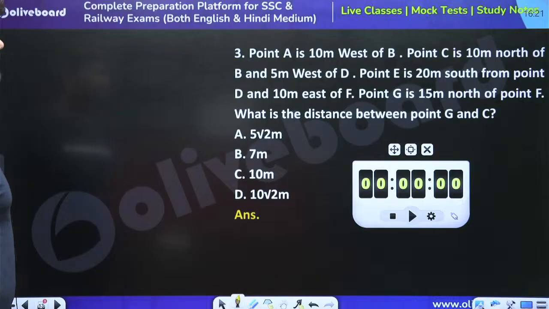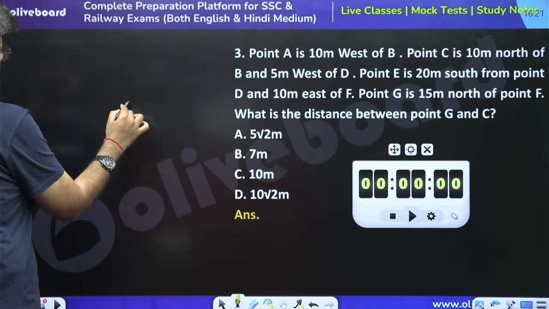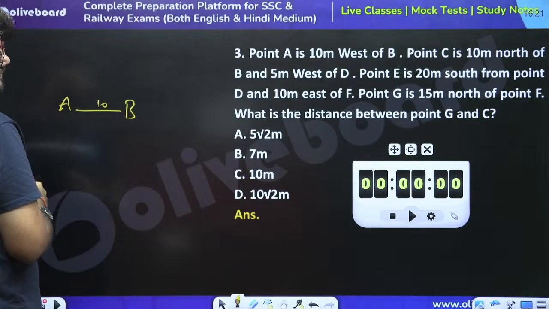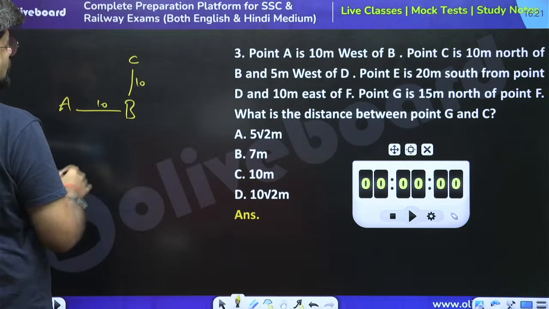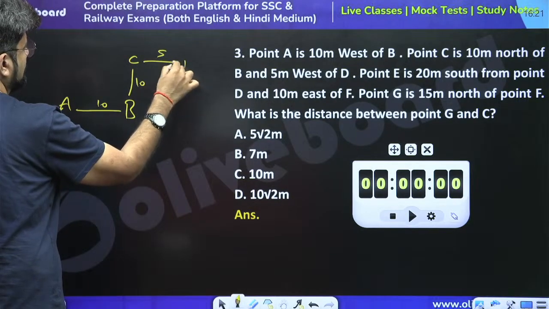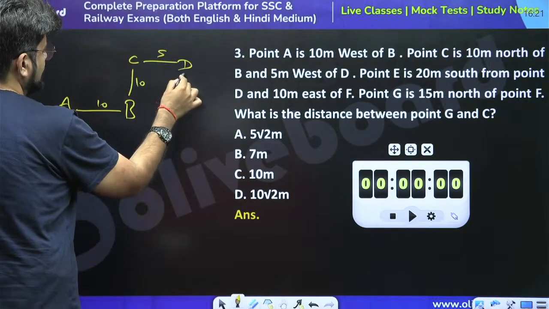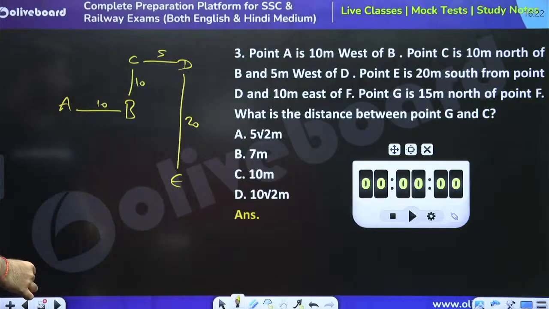Okay, point A is 10 meter west of B. So if this is B, point A is 10 meter west of B. Point C is 10 meter north of B and 5 meter west of D. Point D is 20 meters south from point C. So 10 and 10 more.